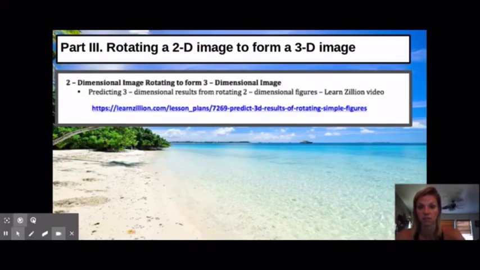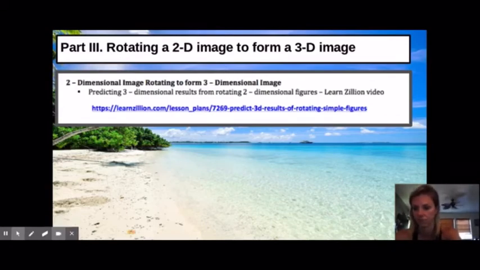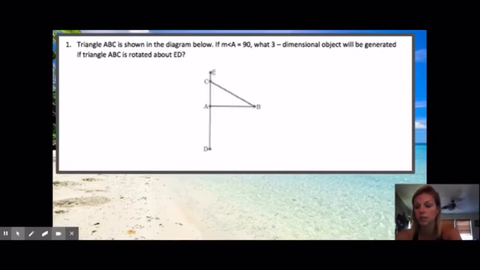Some of us might have to actually take a piece of paper and fold it to see what's gonna happen. So let's look at a couple of these problems, okay? So if you look here, this one says triangle ABC, this triangle here is gonna be rotated about line segment ED. So again, you're gonna imagine that it spins around.